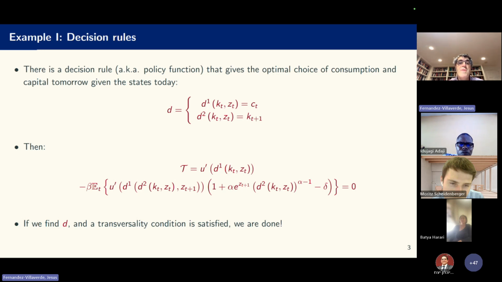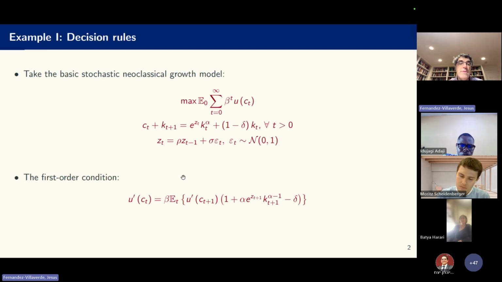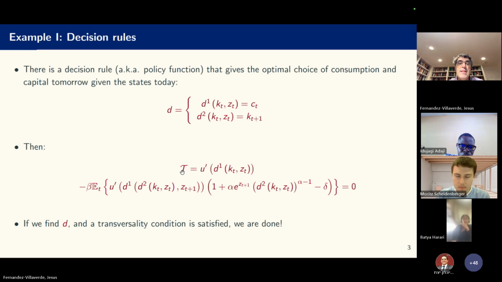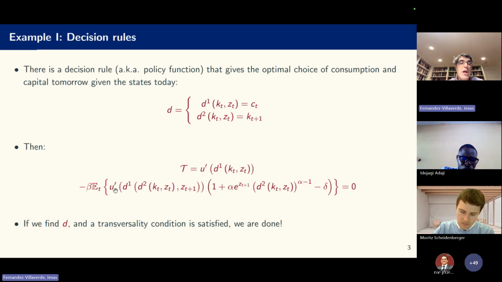Because if you search for a decision rule such that you map with that decision rule the states of the model, the capital and the productivity, into 2 dimensions, consumption and capital tomorrow, what you can show is that you can take this first order condition, move the right-hand side into the left, and what you will get is this operator T, which is just the marginal utility of D1, which remember is the decision rule that determines consumption, minus beta times the expectation of the marginal utility of D1, again consumption, but consumption tomorrow, which means that you need to evaluate the states tomorrow, which is D2, the capital tomorrow, and the productivity shock at t plus 1. That's okay because we are taking the expectation.